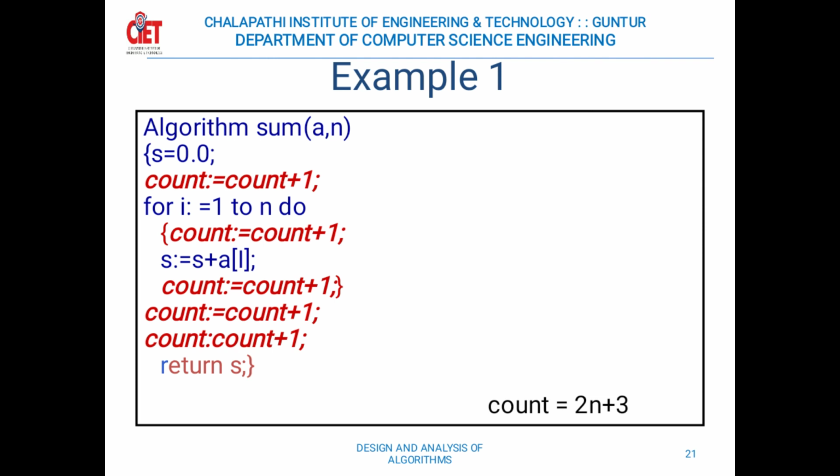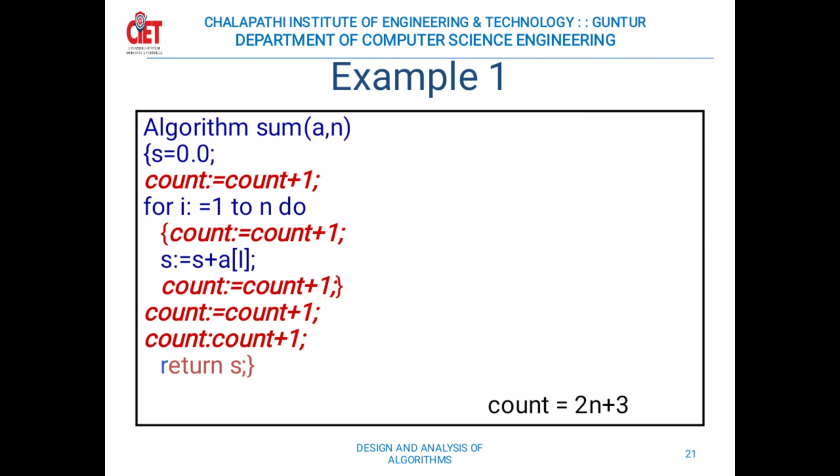after changing the loop variable I to a new value from 1 to n, we increase the count value by 1. Then after adding the element a of I to the variable s, once again we increment the count value by 1. The third one is, after exiting the for loop, we need to increment the count variable value by 1.